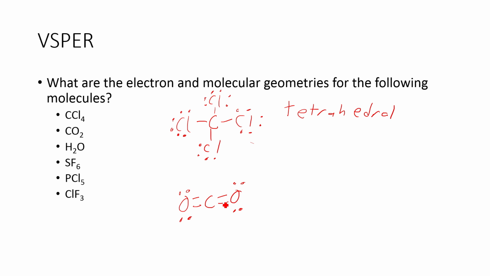But what I do need to know is that there are 2 bonding domains and no non-bonding domains. That makes this linear. Again, that is the answer for both the electron and the molecular geometries. So let's look at one where that's not true, where the electron and molecular geometries are different next.